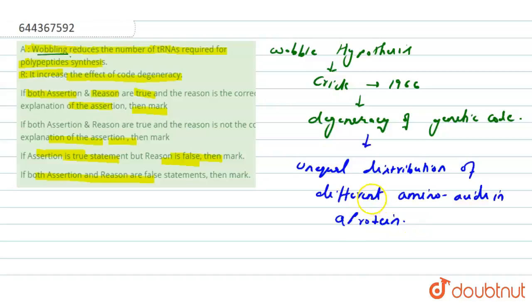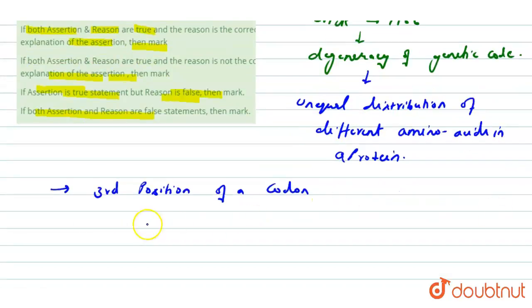So according to this hypothesis, the major degeneracy occurs at the third position of a codon, right? So the major degeneracy occurs at the third position, whereas first two bases don't change. So this third base is called wobble base, right?